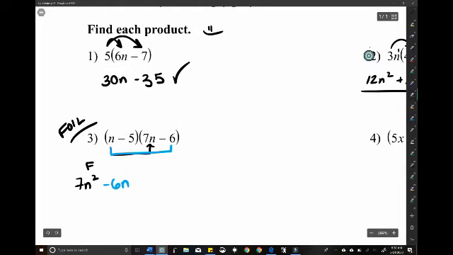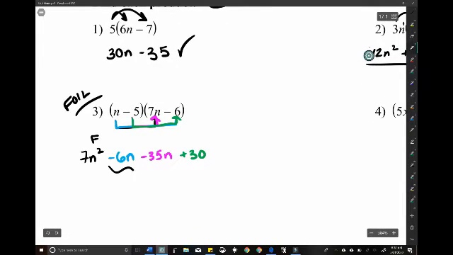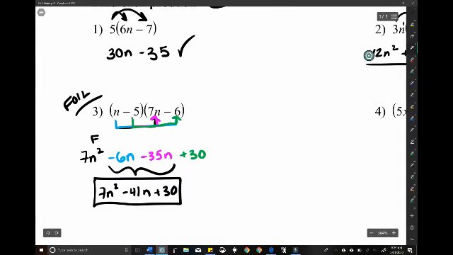And then you move on to the inners. Negative 5 times 7 is negative 35n. And the lasts are the last ones here. Negative 5 times negative 6 is positive 30. Combine the like terms. Negative 6 and negative 35 is negative 41. And we have 7n squared, and we have plus 30. That is what you end up with.